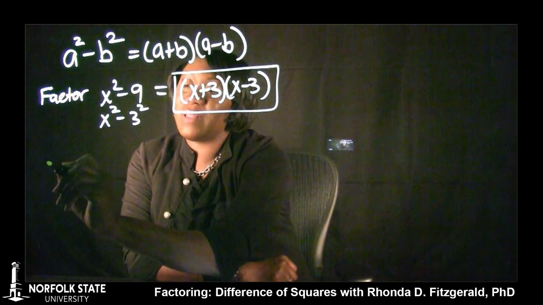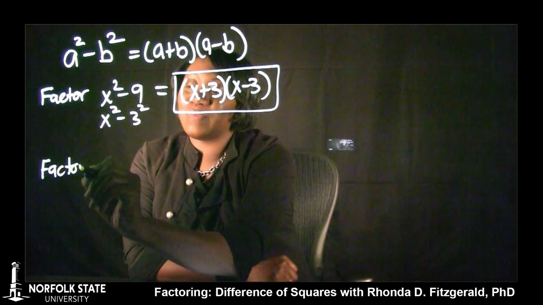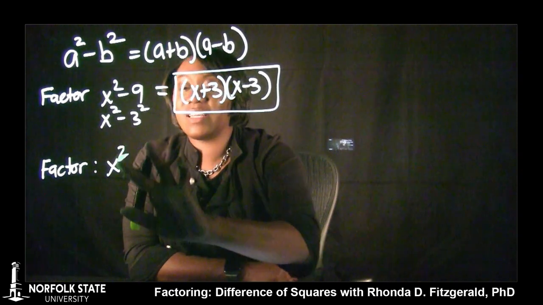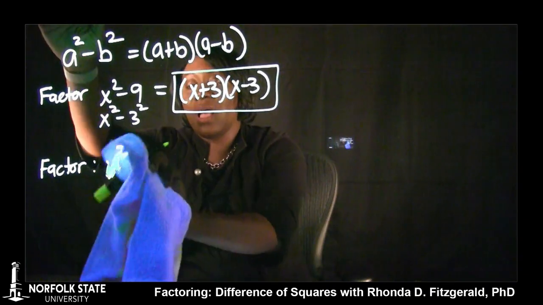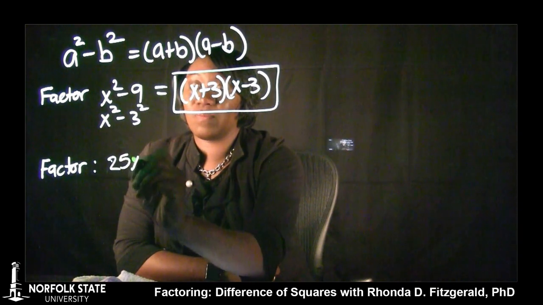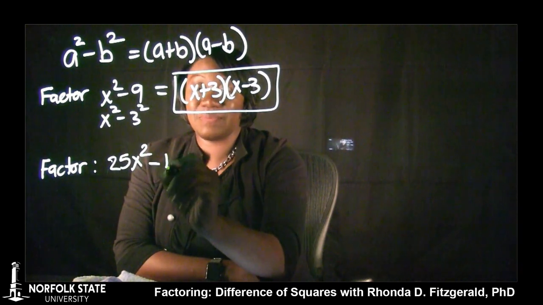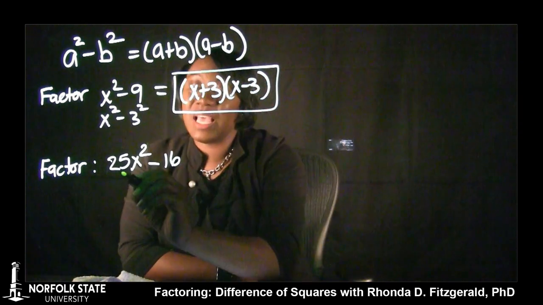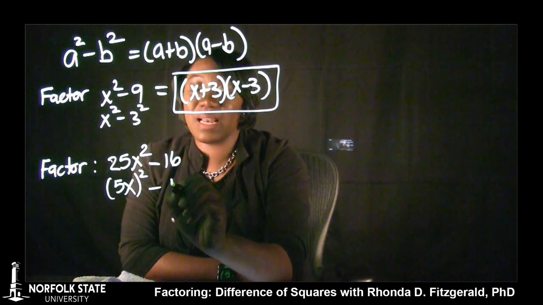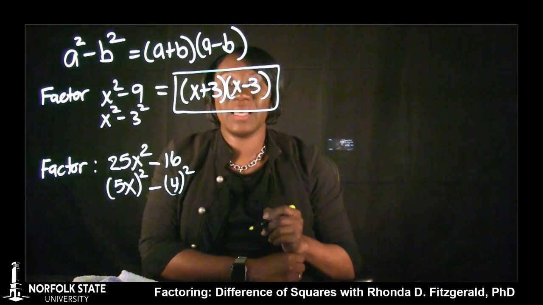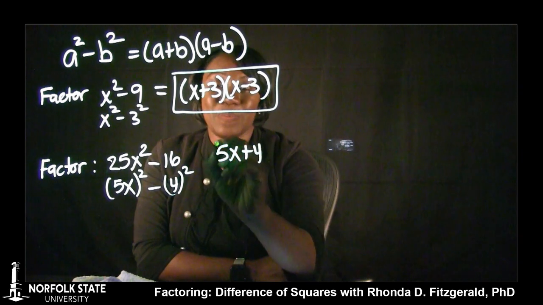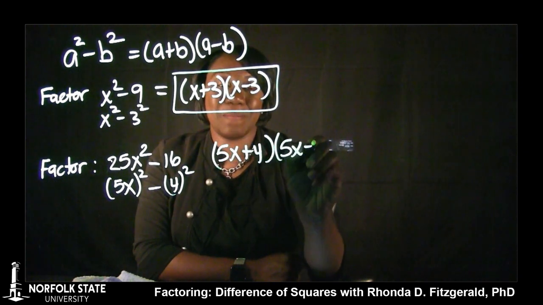Let's look at another example. Let's factor... or let's change that up. I want to change that a little bit. I want to factor 25x squared minus 16. And in this case, I want to think of this as 5x squared minus 4 squared. And this will factor as 5x plus 4 times 5x minus 4.